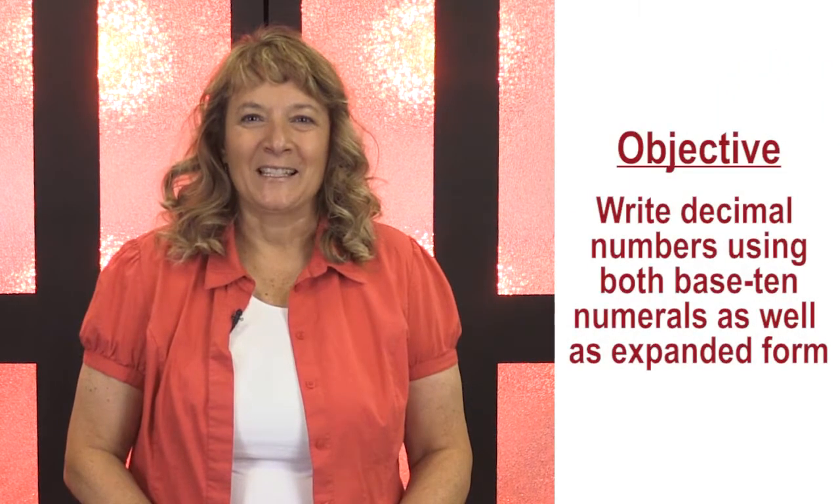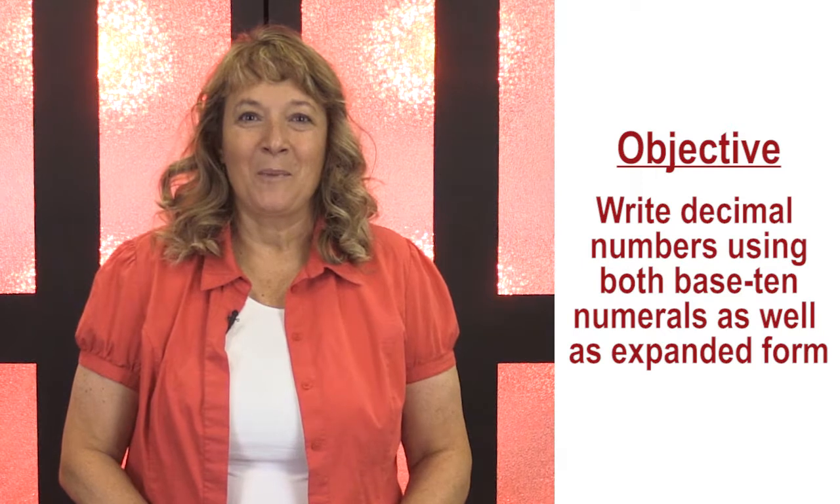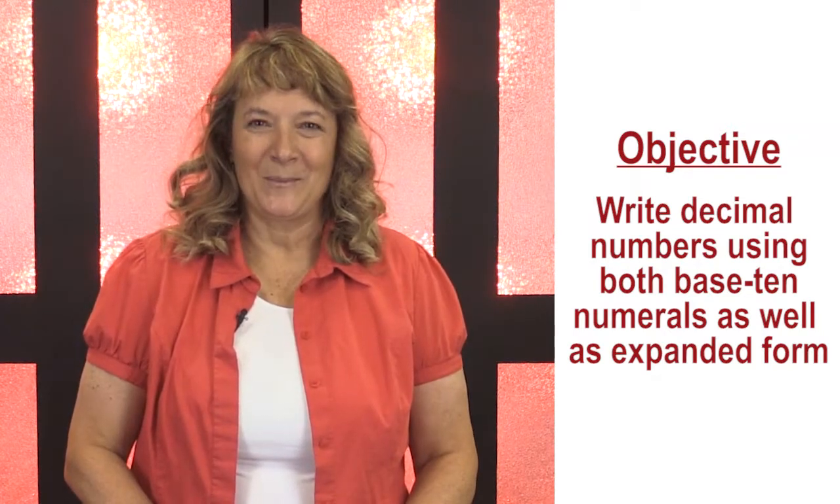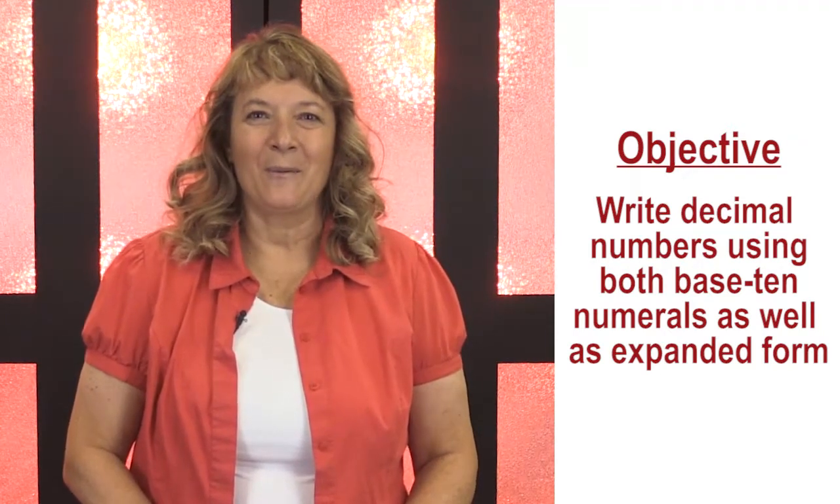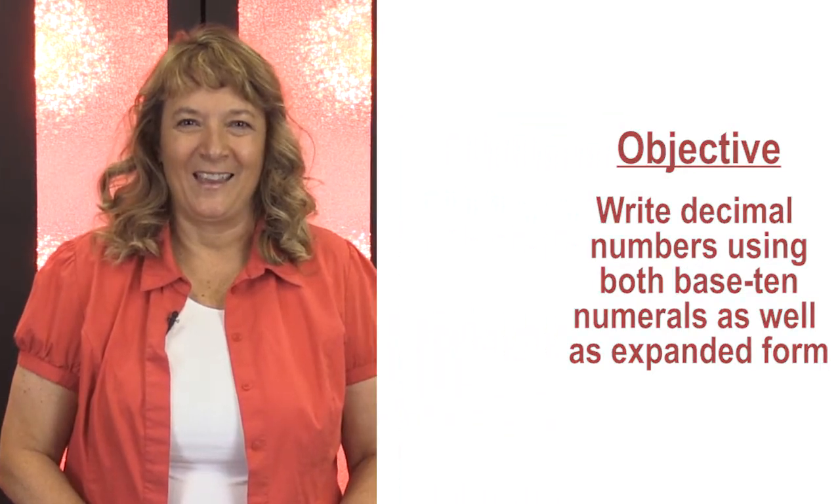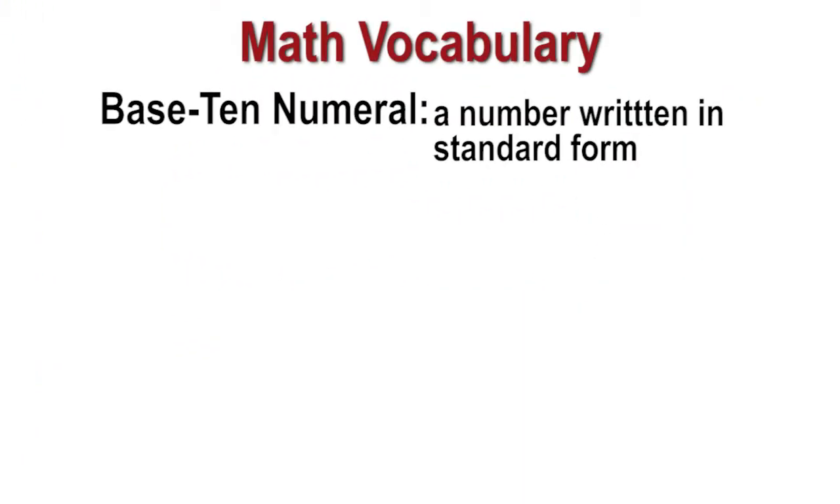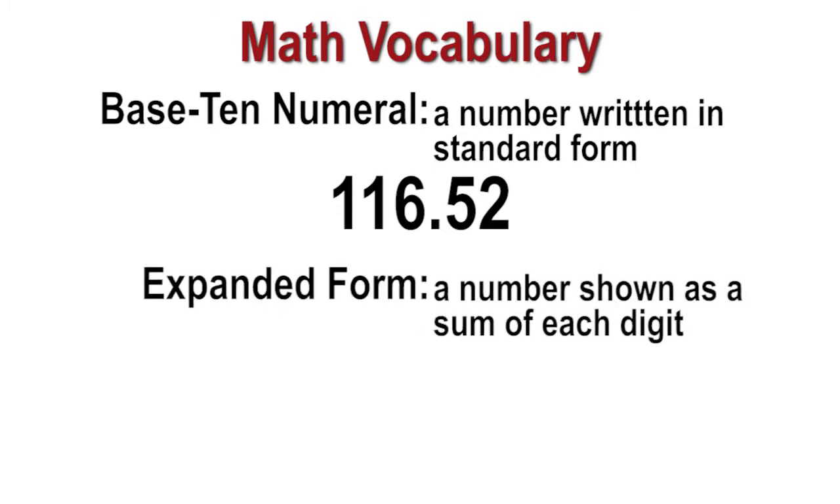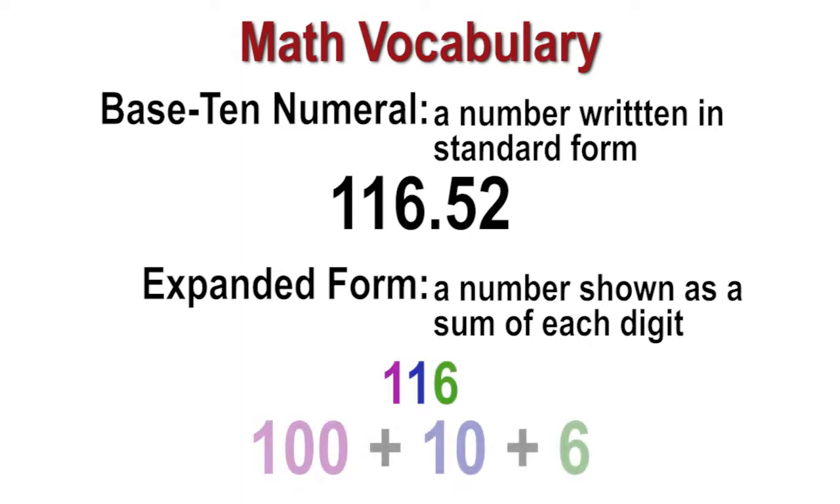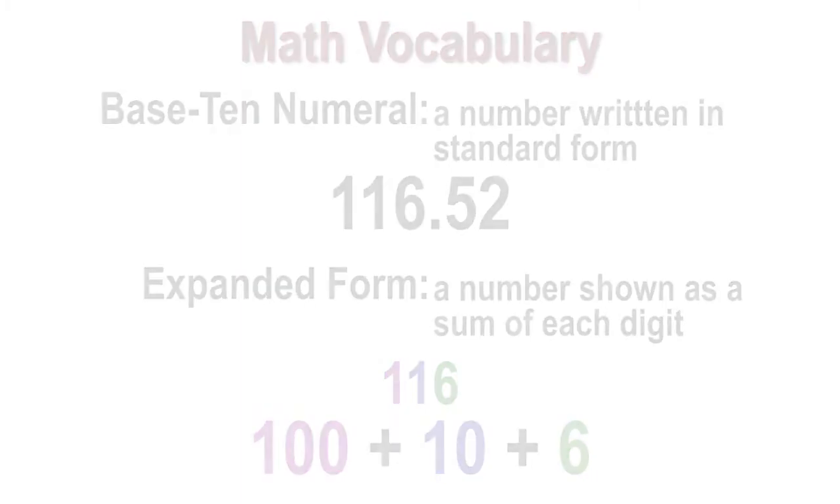The objective for this lesson is to write decimal numbers using both base 10 numerals as well as expanded form. Students should be able to explain and justify their thinking. A base 10 numeral is a number written in its standard form, such as 116 and 52 hundredths. Expanded form shows a number as the sum of each of its digits. For example, 116 is equal to the sum of 100 plus 10 plus 6.